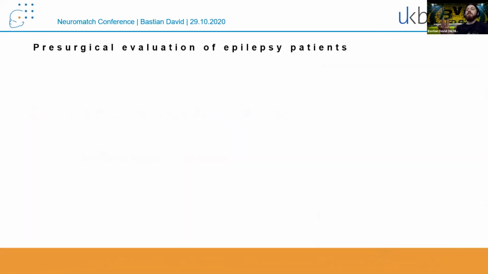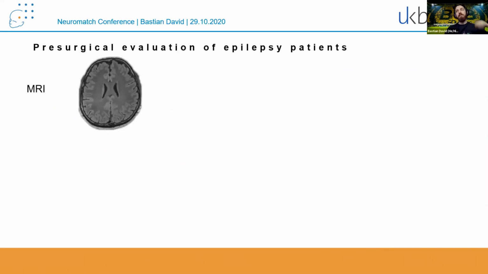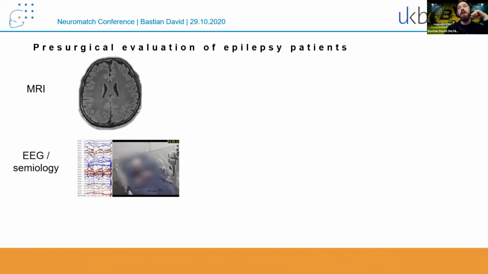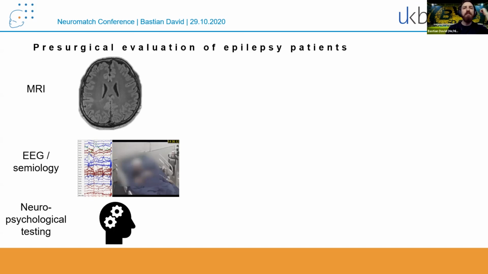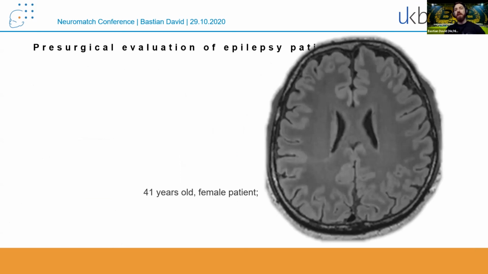First of all, for everybody who doesn't know how epilepsy is actually diagnosed, the pre-surgical evaluation of epilepsy patients is based on 3 pillars. One of them is MRI, obviously. Then we have the EEG and the seizure semiology, so how do seizures manifest in the patient? And last but not least, neuropsychological testing. And unsurprisingly, if you want to look for lesions, MRI is the way to go.